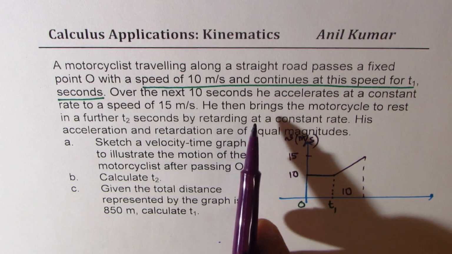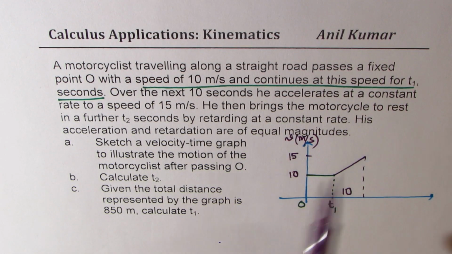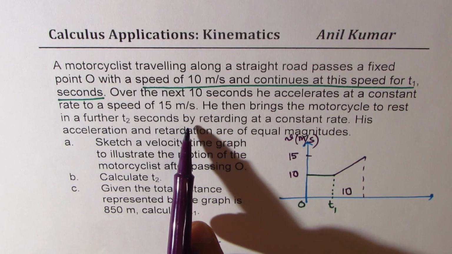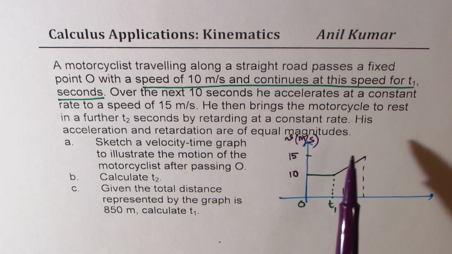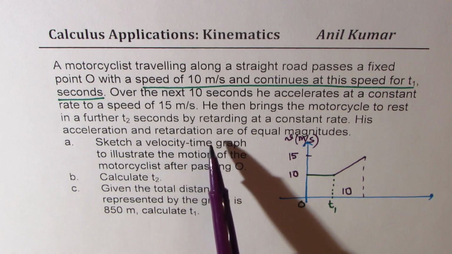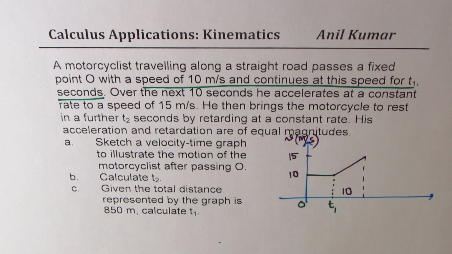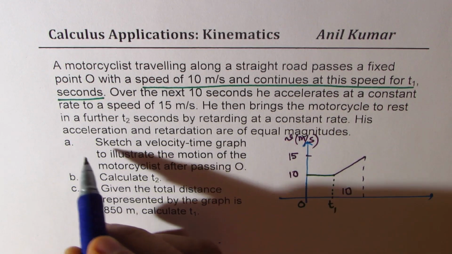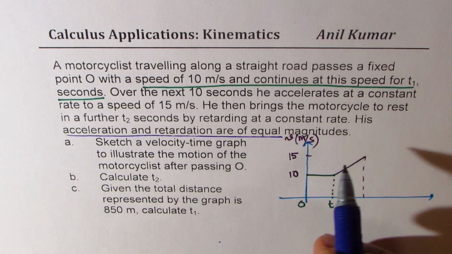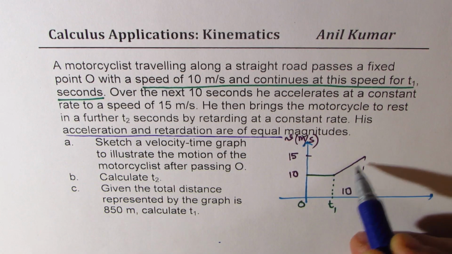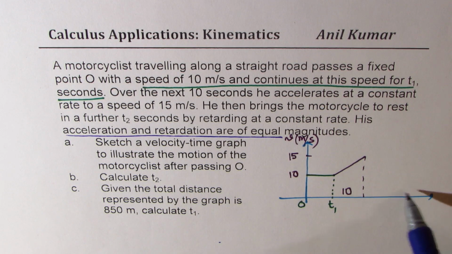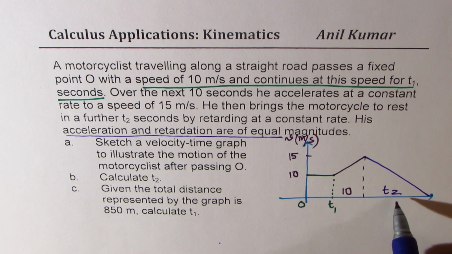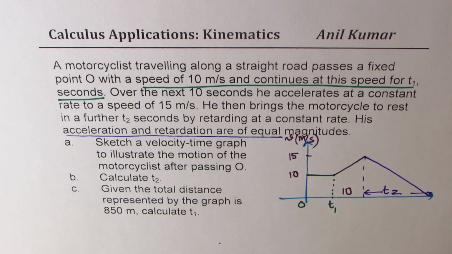Okay. He then brings the motorcycle to rest in a further t2 seconds by retarding at a constant rate. His acceleration and retardation are of equal magnitude. So that means the slope is the same. Do you see that? So when we say acceleration and retardation are of equal magnitude, that means this slope, and the slope of coming down, are the same. Do you see that part? And the time taken is t2, that is from here to there. So that becomes the scenario.